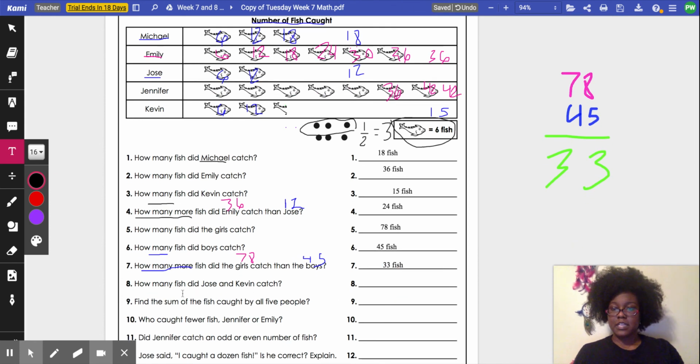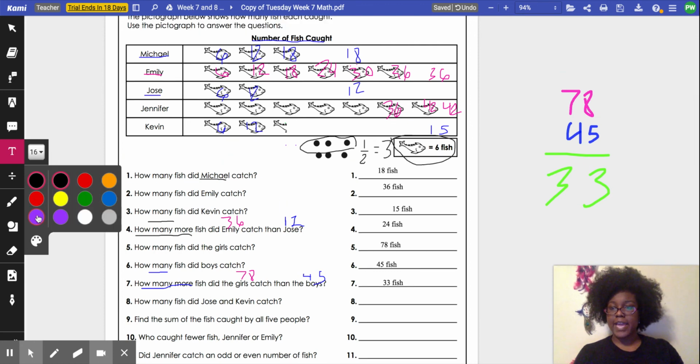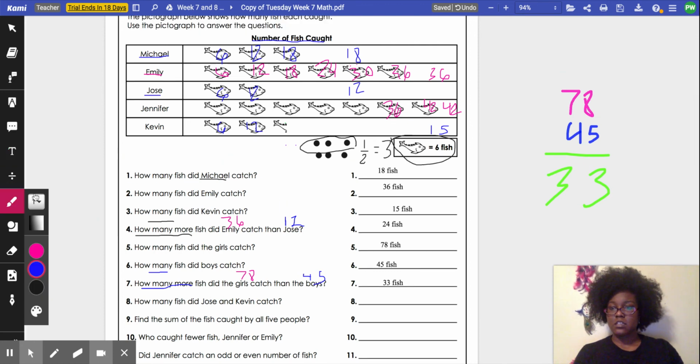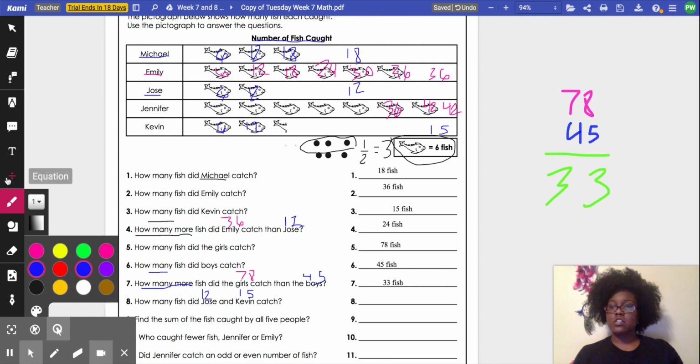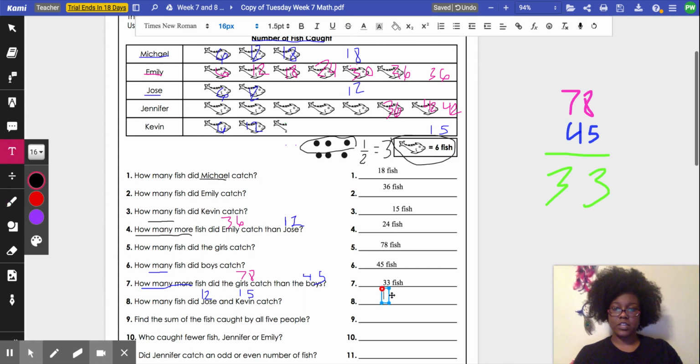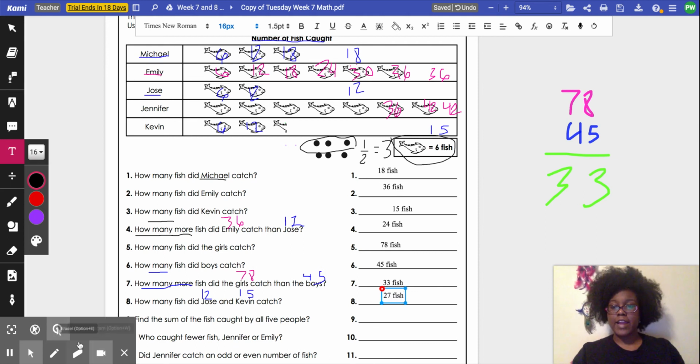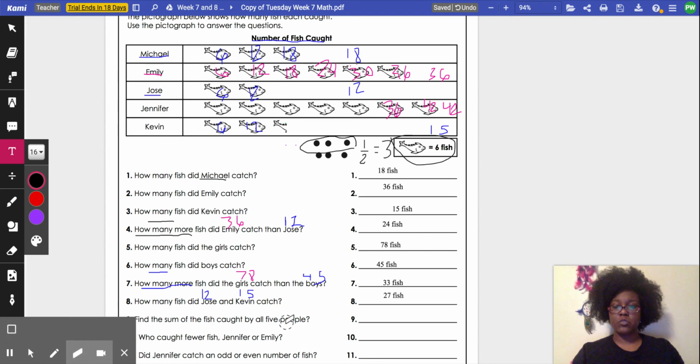Number 8. How many fish did Jose, all right, I got to see how many Jose has. Jose has 12. Jose and Kevin has 15. How many did they catch? I'm going to do that one in my head because there's no regrouping. The answer to this one, our sum, is going to be 27 fish. And I know that I'm adding because it asks how many they had. Even though it didn't say all together, I know I've got to put them together to find my total.